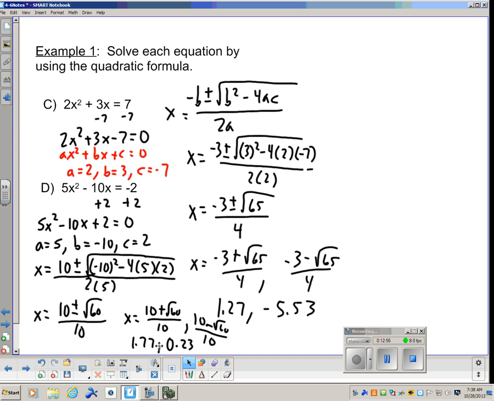Now, what happens if when you're doing this, you end up getting a square root of a negative underneath the square root here? If underneath the square root there you get a negative, like if we would have gotten a negative 60 inside the square root here, you would say there's no solution. All right, and that's very possible that that will happen.